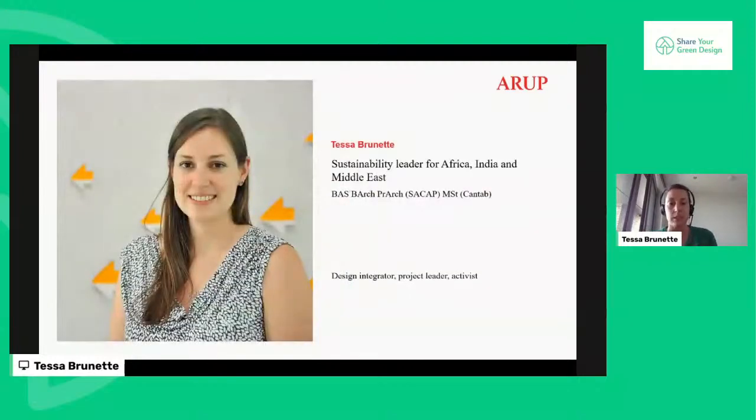Just a bit of scene setting to start. My name is Tessa Brunette. At ARUP, I am our sustainability leader for Africa, India, and Middle East. I'm an architect by training, although I haven't worked as an architect for many years, but I strongly believe that architectural skills are really helpful within the building industry. In my role at the moment, I integrate and lead projects towards sustainable outcomes. That's a complete passion of mine, and I do enjoy the platform in terms of advocacy.